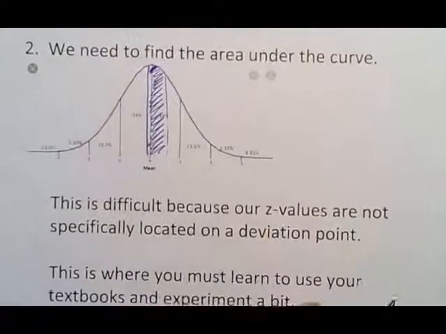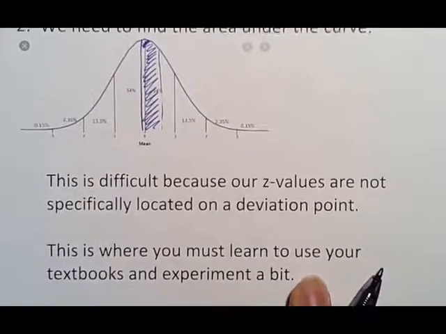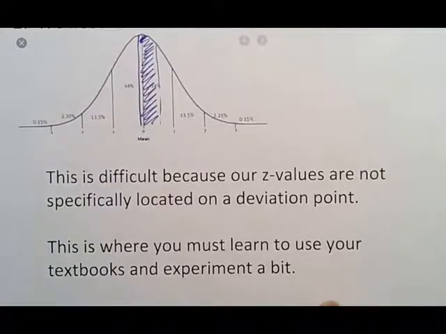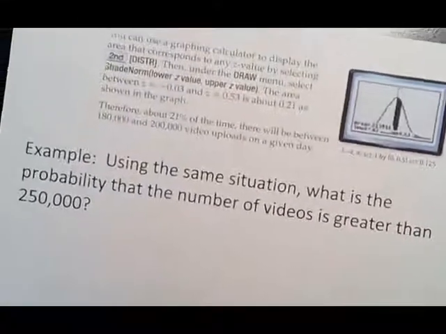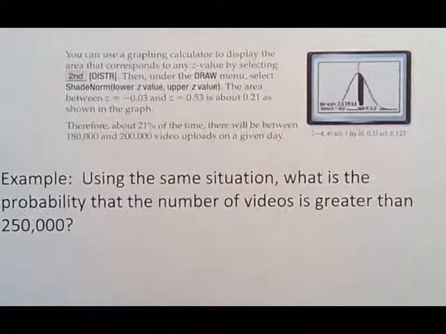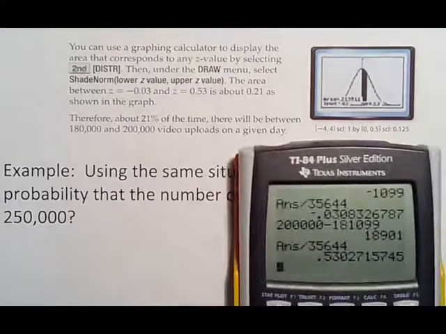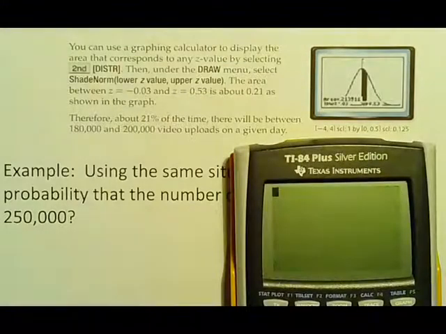So it is difficult because our z-values are not specifically located on a deviation point, and this is where you must learn to use your textbooks and experiment a bit. A lot of the stuff that teachers do, me included, is not because we're super genius. It's because the instructions are in there and we have to actually do it, and you should not be afraid to just read around and see, especially if you have the technology with you, as most of your teachers are going to give you textbooks. Sometimes whenever you see a picture of a graphing calculator or a calculator in general, just read and see what's going on.